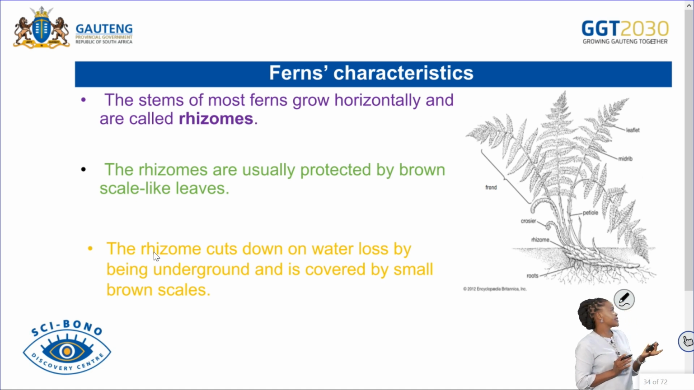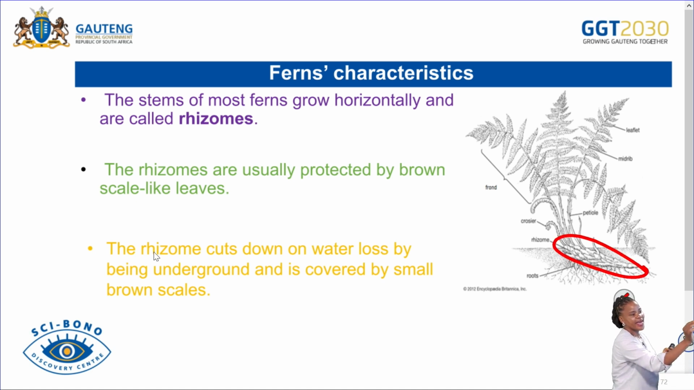Now, stems of the ferns usually grow horizontally, and then they are called the rhizomes. That's what I've spoken about earlier on. So what you need to know with the rhizome is that they are protected, or covered, by brown scale-like leaves. So they've got that brown scale-like leaf on our rhizomes, which is the stem. So they are protected by that.